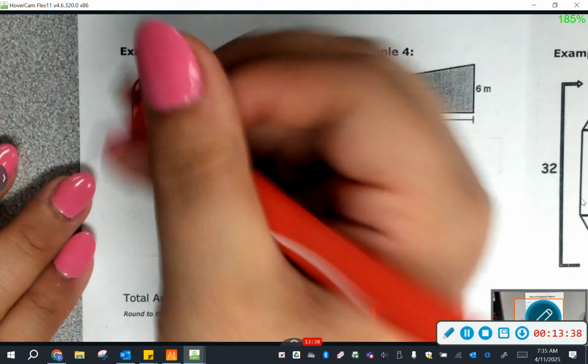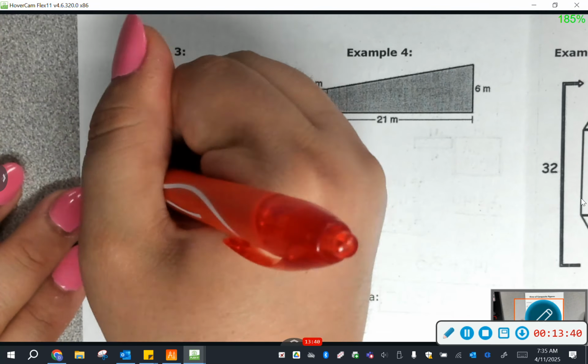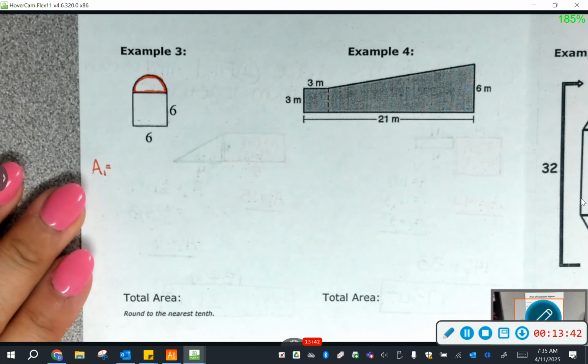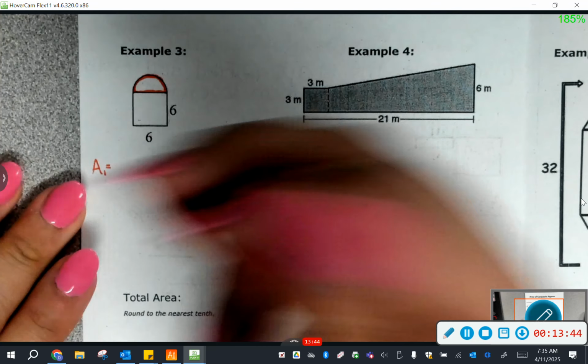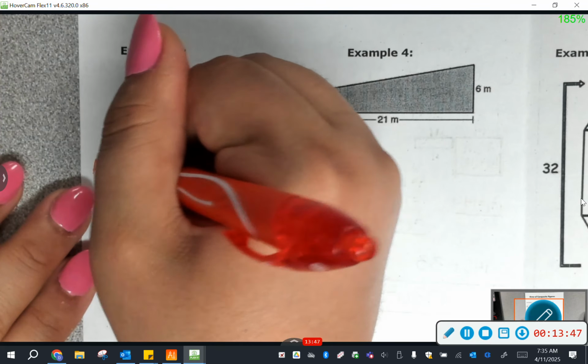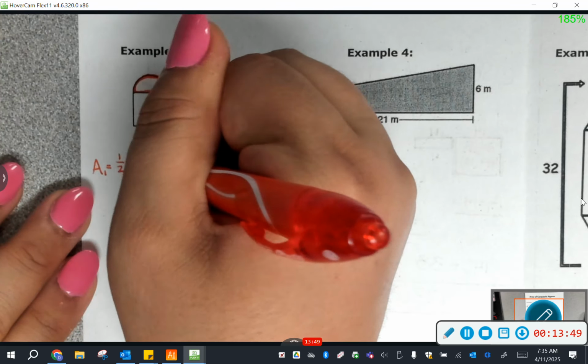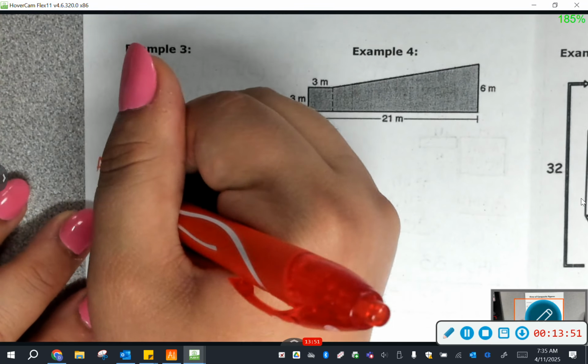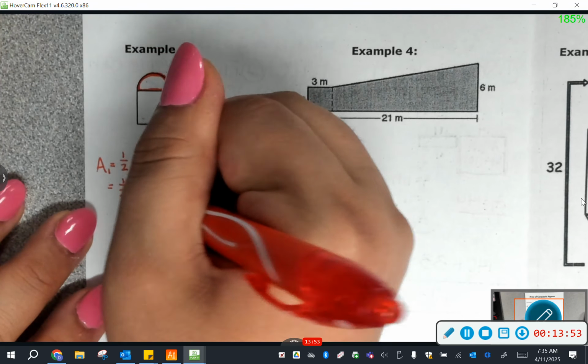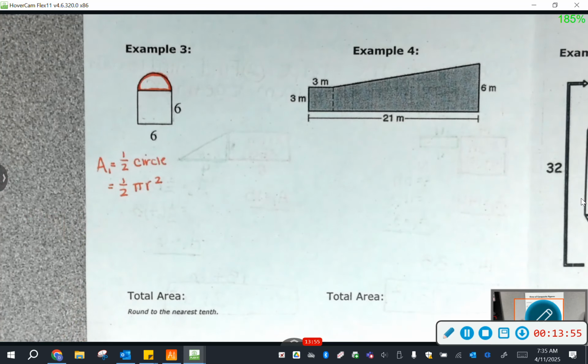So I'm going to say the area of the first one. What is the formula for a circle? Pi r squared. So I'm just going to do this real quick. It's half of a circle. So this is going to be 1/2 of pi r squared.